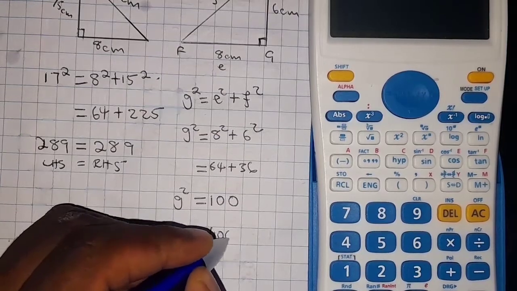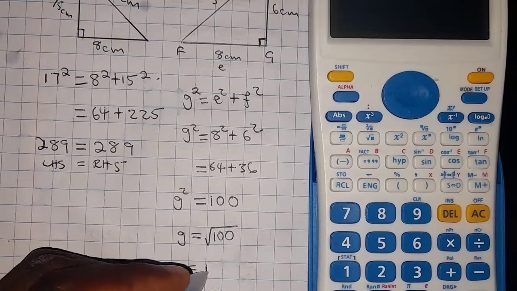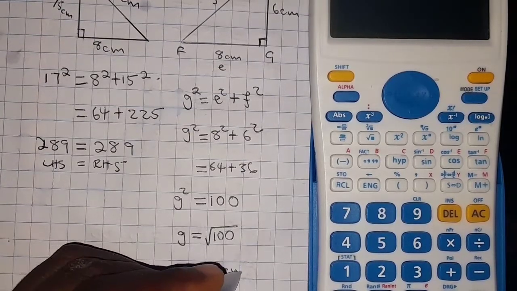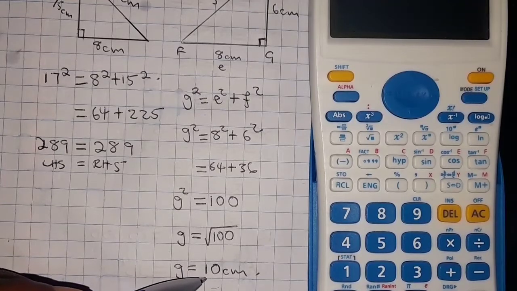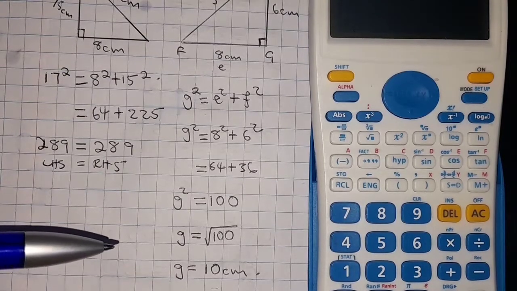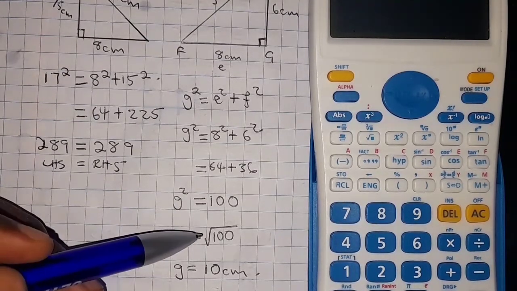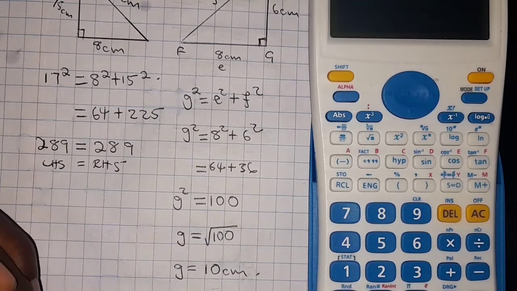the square root of 100. I am taking the positive value only, 10 centimeters, because length can only be positive. Otherwise, if it was not length, this was supposed to be positive or negative, the square root of 100. This is how we use Pythagoras theorem.